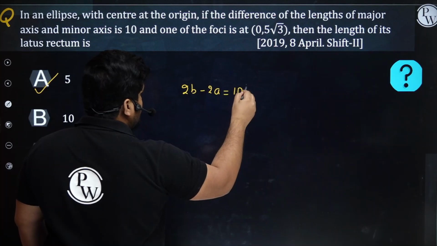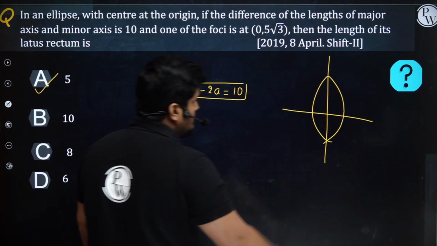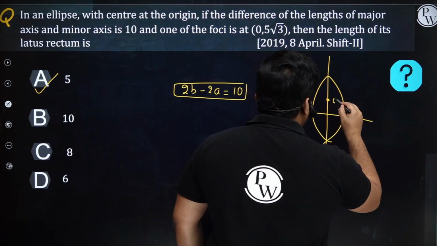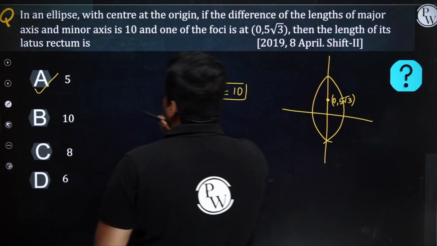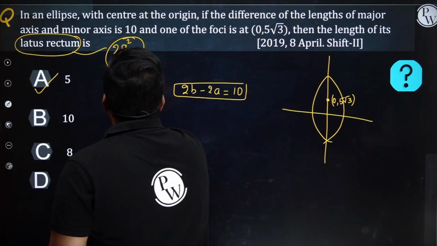This is the kind of ellipse we are dealing with. The focus is given as (0, 5√3). Length of latus rectum: so that will be 2a² by b. This is a vertical ellipse, so 2a² upon b will be the length.